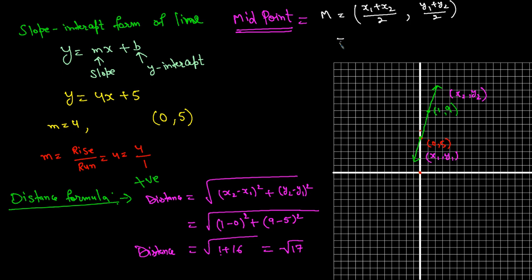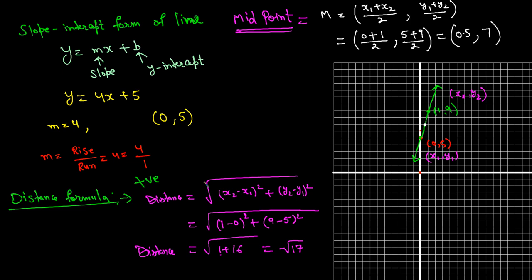So in this example, x1 is 0 and x2 is 1, divided by 2, comma, y1 is 5 and y2 is 9, divided by 2. So this is going to be equal to 0 plus 1, 1 over 2 is half, 0.5. 9 plus 5 is 14, divided by 2 is 7. So half and 7 is going to be our midpoint. If I go half from here to here and go 7 up, 1, 2, 3, 4, 5, 6, 7, this point over here is the midpoint of this line segment.